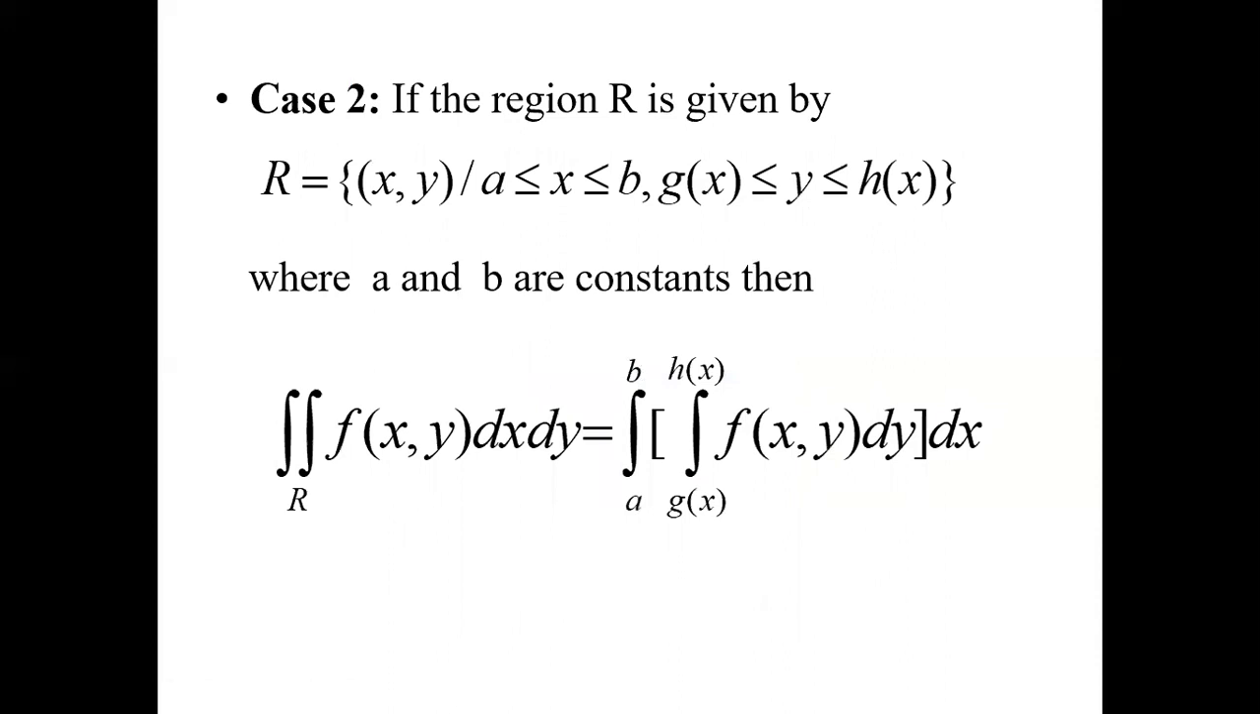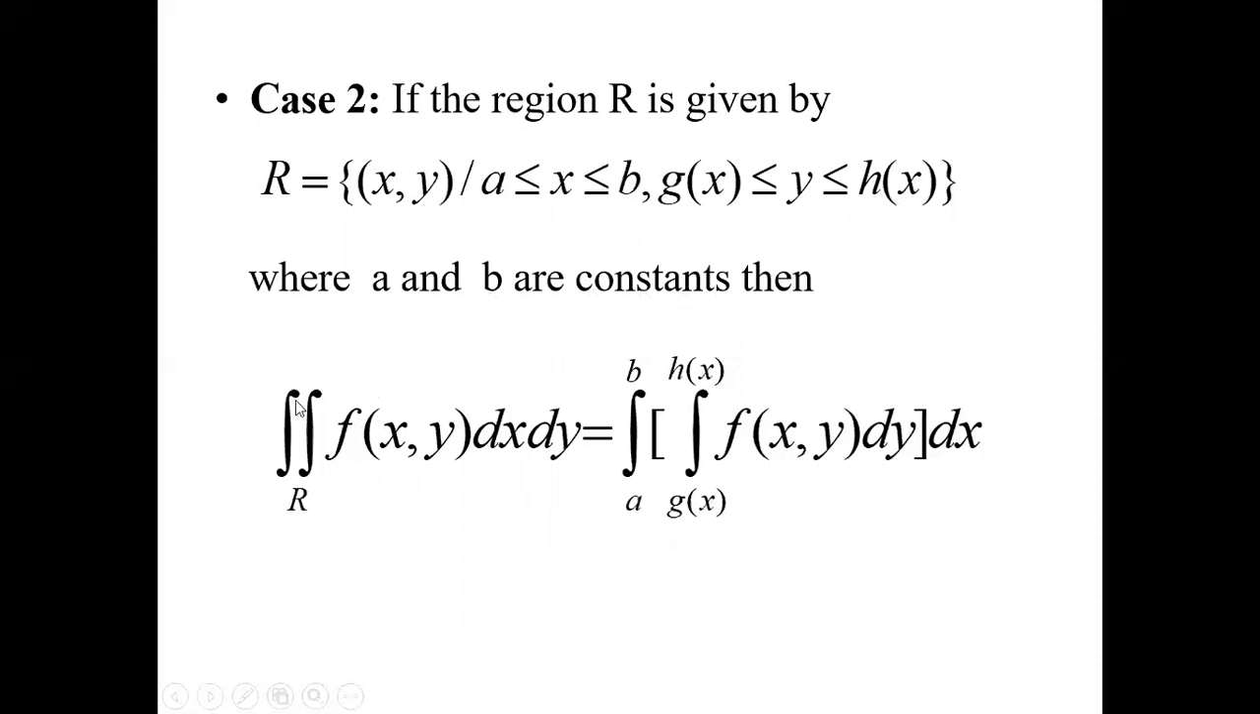Then case number two. If the region R is given by R equals the set of x, y such that x lies between a and b, and y lies between the curves, that is, g of x is less than or equal to y is less than or equal to h of x, where a and b are constants.